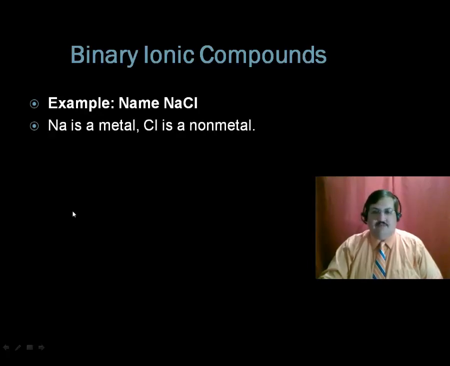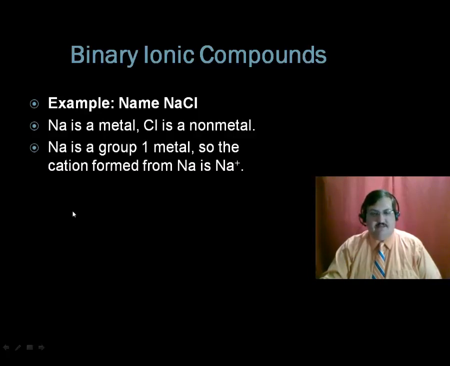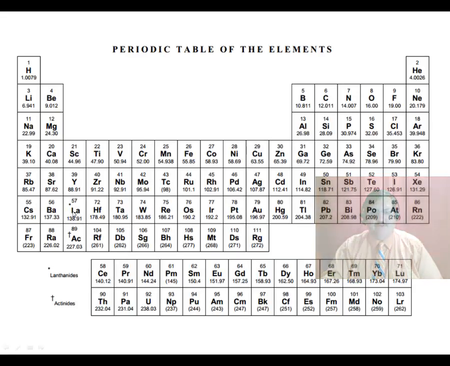Na is going to be the metal, Cl is the nonmetal. The metal should always be first, the nonmetal should always be second. Na, which is sodium, is actually a group 1 metal. It follows in that first column on the periodic table. You should always have a periodic table with you when you're doing any sort of chemistry, really. The cation formed from Na is going to be Na+. It's going to have a single positive charge.